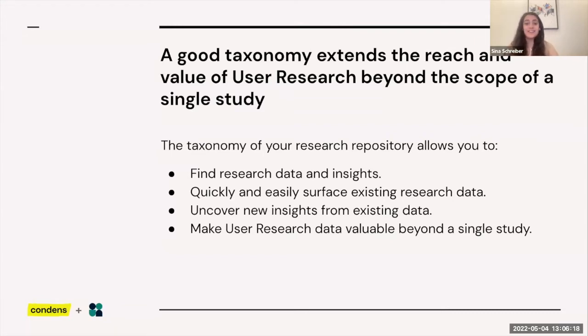So from our point of view, a good taxonomy really helps you to extend the reach and the value of user research data beyond the scope of a single study. A good taxonomy will help you to make information findable and to use it after a single research project. It allows you to quickly find existing research data, to gather new insights from existing research data, and in general helps you to drive evidence-based decision making. So it helps you to make the data findable, to sum it up.